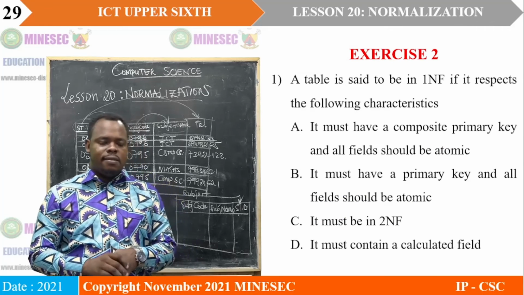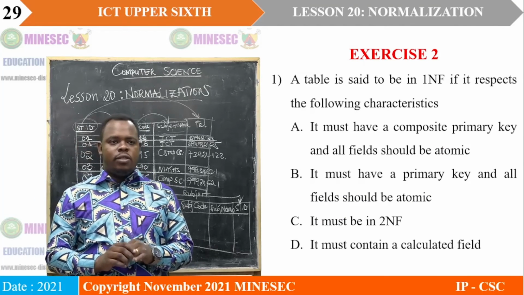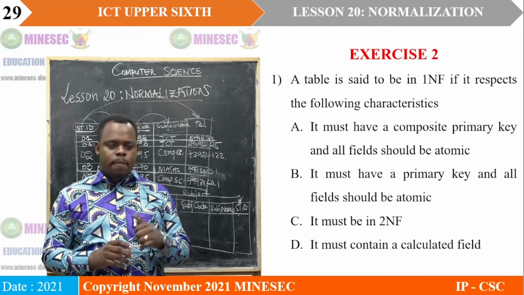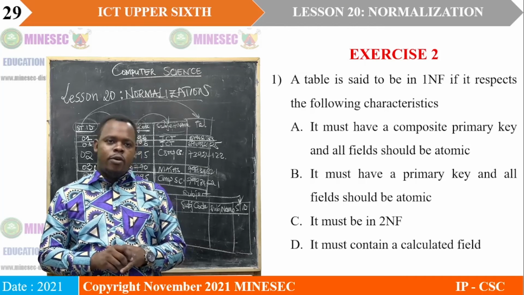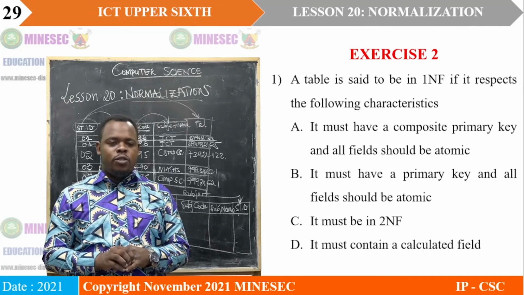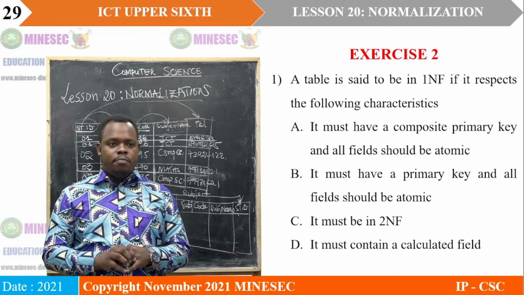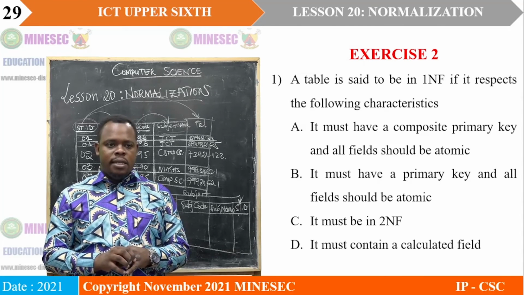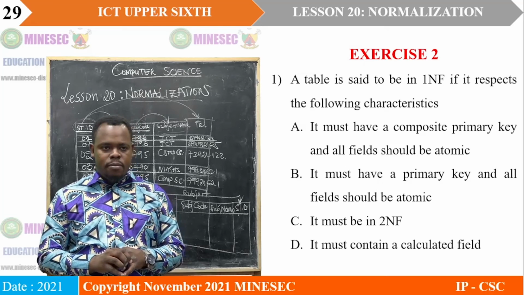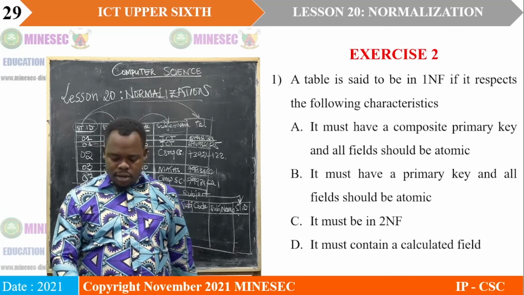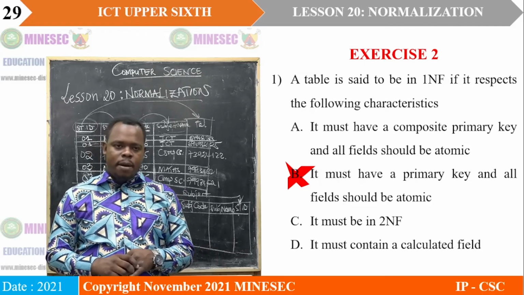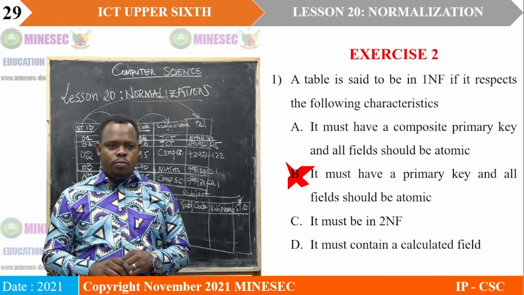Second exercise. A table is said to be in first normal form if it respects the following characteristics. A. It must have a composite primary key and all fields should be atomic. B. It must have a primary key and all fields should be atomic. C. It must be in second normal form. D. It must contain a calculated field. The correct answer is B. It must have a primary key and all the fields should be atomic.